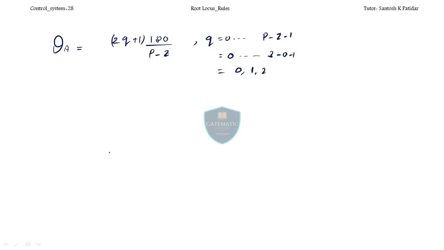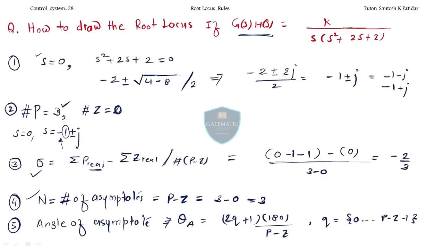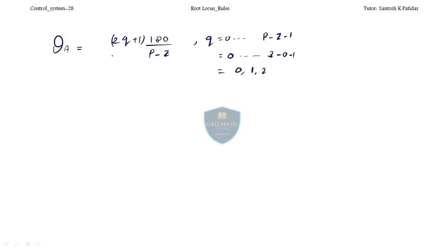And definitely, if your asymptotes are 3, I'll get the three angles, or not? Yes. So 0, 1, 2. The first angle, let's take it 1, you have to keep q equal to 0 over here. So (2 into 0 plus 1) into 180 degree divided by 3 minus 0. So this is 60 degree.